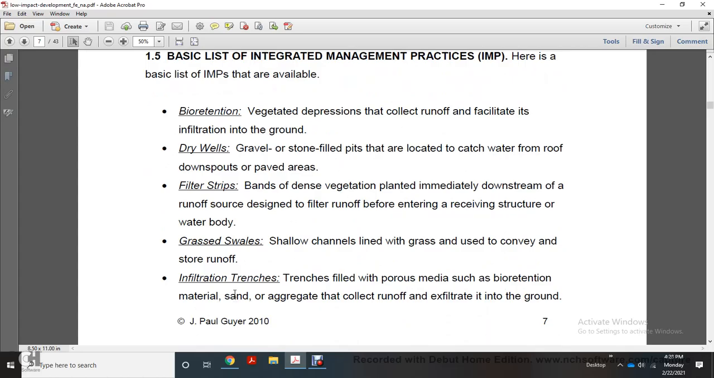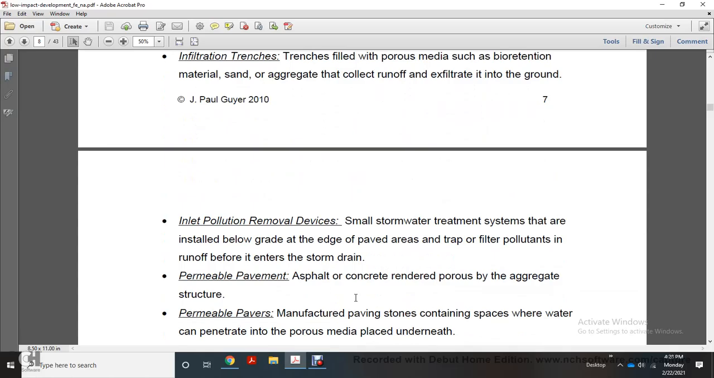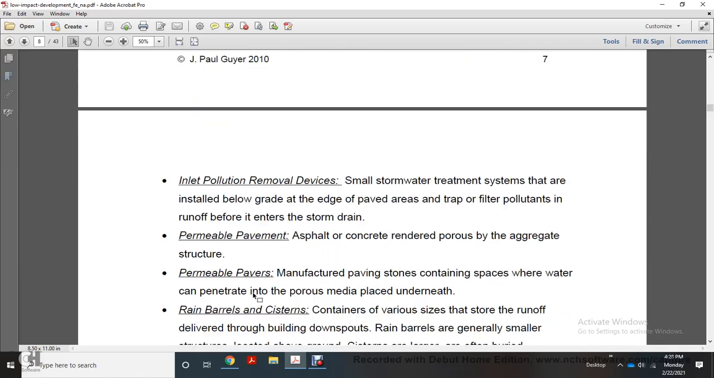Infiltration trenches: filled with a porous media such as bioremediation materials, sand or aggregate to collect runoff and infiltrate it into the ground. Inlet pollution removal devices: small systems installed below the ground at the edge of the paved area to trap and filter pollutants in runoff before entering the storm drain. Permeable pavement: asphalt or concrete rendered porous by aggregate structure. Permeable pavers are manufactured paving stones containing spaces where water can penetrate into the porous media placed underneath.